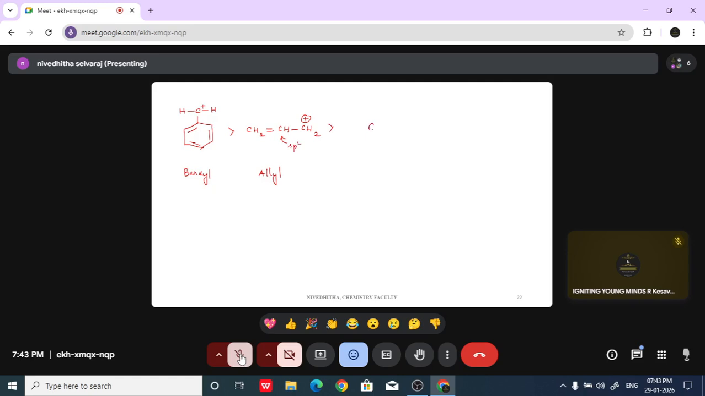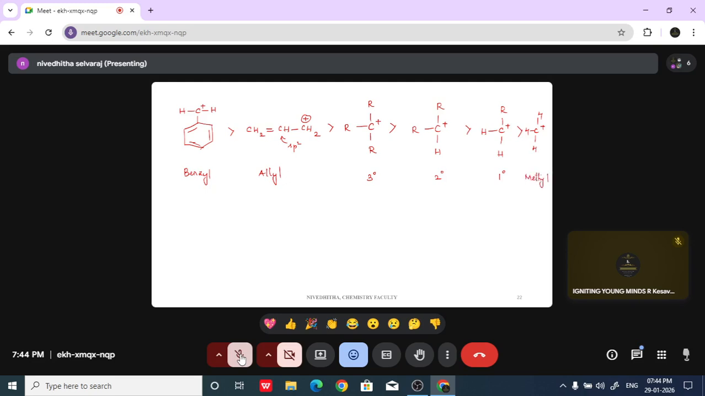What is tertiary carbocation? If positively charged carbon is attached with 3 alkyl groups, this is tertiary carbocation. If it is attached with only 2 R groups and one bond is attached with hydrogen, that is secondary carbocation. If it is attached with only one R group and the rest of the bonds were filled with hydrogen atoms, then this is primary carbocation. If it is attached with only 3 hydrogen atoms, then this is methyl carbocation.